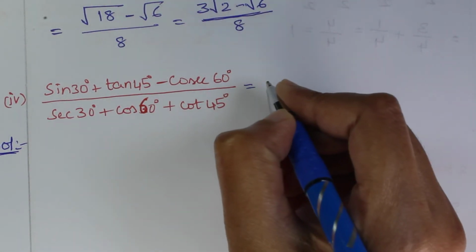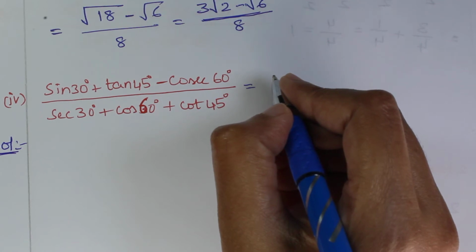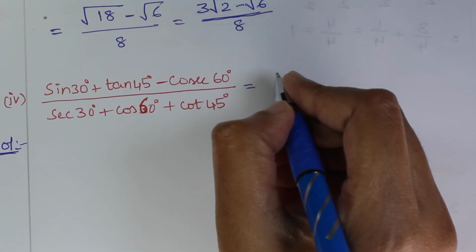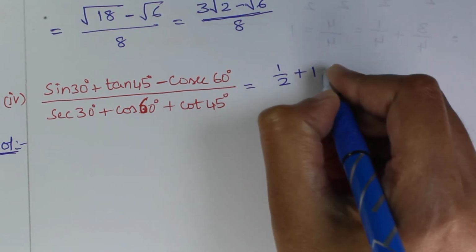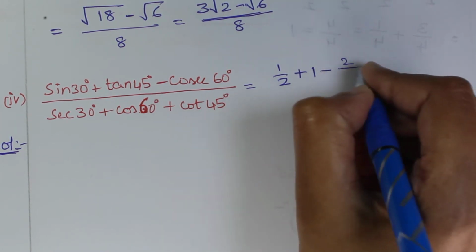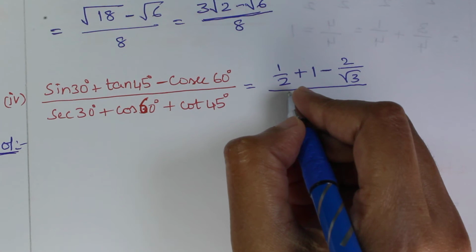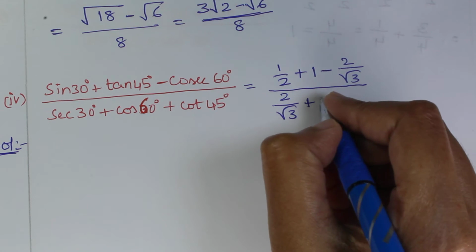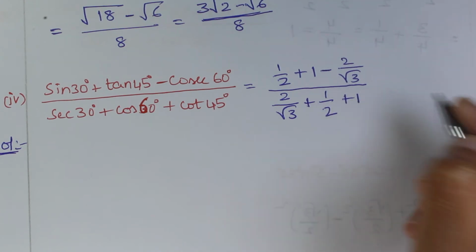Sin 30 degrees plus 1 by tan 45 degrees minus cosecant 60 degrees divided by secant 30 plus cos 60 degrees plus cot 45 degrees. So what is sin 30 degrees? It is 1 by 2, plus tan 45 is 1, minus cosecant 60 is 2 by root 3, divided by secant 30 is 2 by root 3, plus cos 60 is 1 by 2, plus cot 45 degrees is 1.